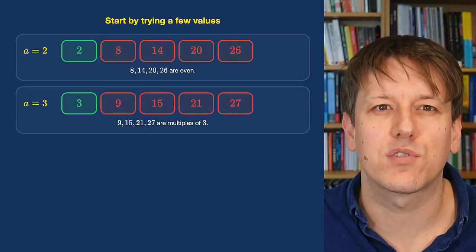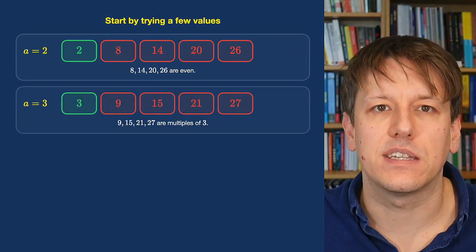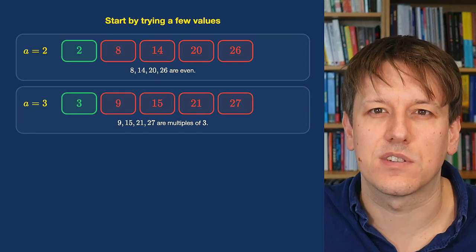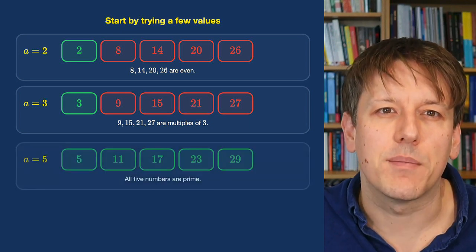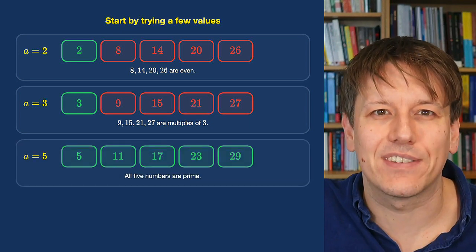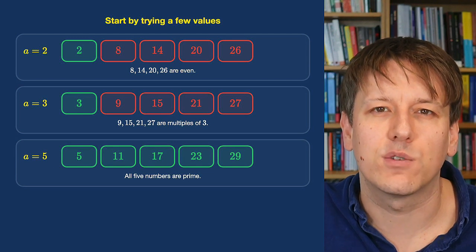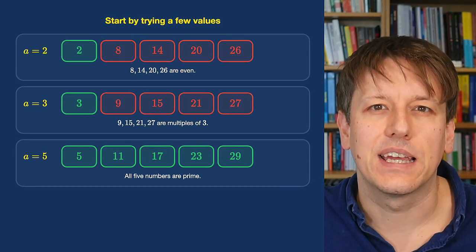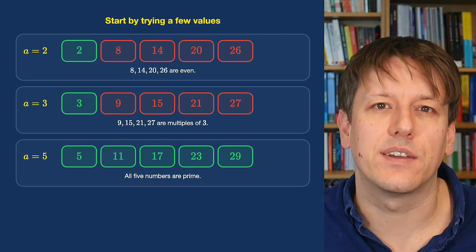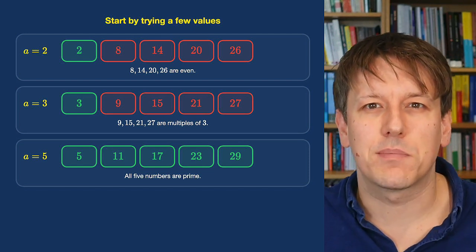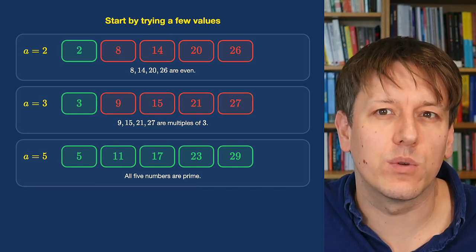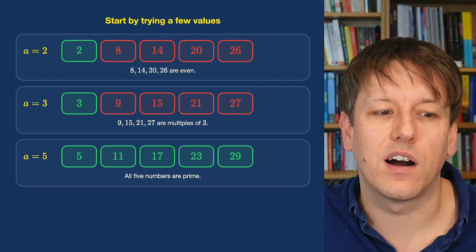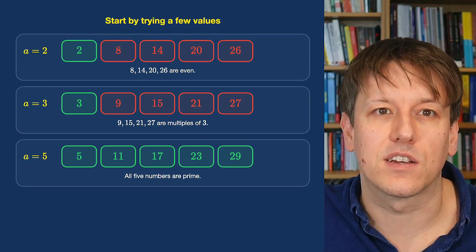If we try a equals 3, we get 3, 9, 15, 21, and 27. So that fails because of the multiples of 3 there. If a is 5, the list is 5, 11, 17, 23, and 29. All of those ones actually are prime. So we've fairly quickly found something that can work. But that's really just the beginning of this problem. The real work is deciding whether there are any other possibilities that can work as well.